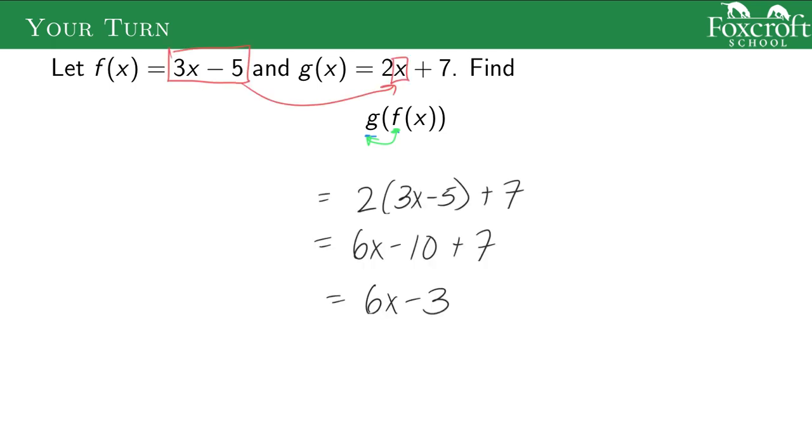And here's what you should get. We're taking all of f, this 3x minus 2, and putting it in for this x here. The 2 is going to stay, and the 7 is going to stay, but this box x is getting replaced with 3x minus 5. Then we distribute, and we combine those two numbers by combining like terms. We get 6x minus 3 as our final answer.